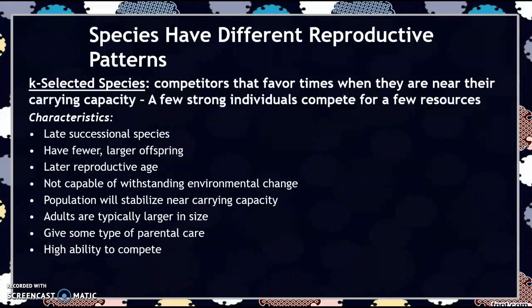Then we have K-selected species. K-selected species are competitors that favor times when they are near their carrying capacity. There's a few strong individuals that compete for resources. So characteristics of a K-selected species are late successional species. They have fewer and larger offspring. They have a later reproductive age. They're not capable of withstanding major environmental changes. Populations will stabilize near carrying capacity. Adults are larger. They give some type of parental care, and they have a high ability to compete.